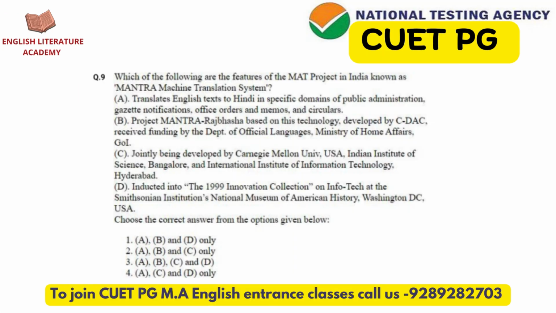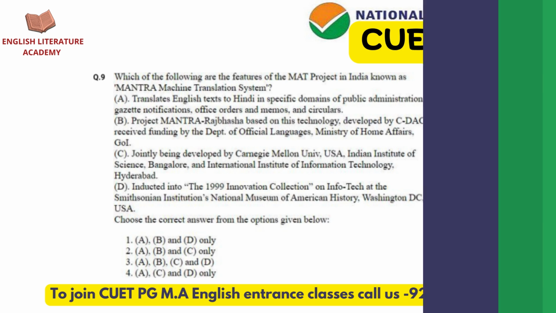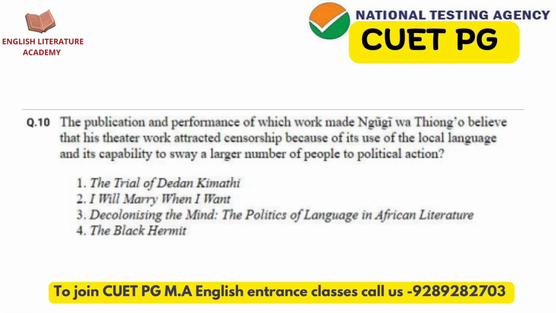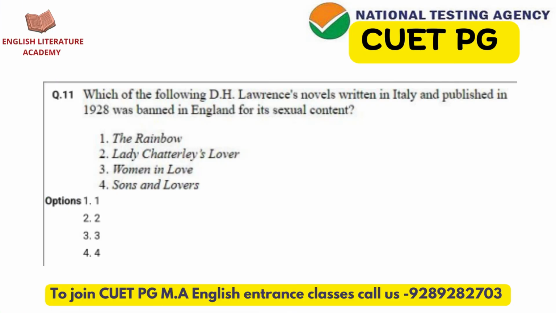Latest equipment and application projects in literature have been developed in India, such as machine translation systems. The ninth question was about one such program. Knowledge of Ngugi wa Thiong'o's works and the political impact and censorship issues that he encountered due to that would enable the students to answer the 10th question. Similar knowledge is required about D.H. Lawrence and his works to answer the next question.